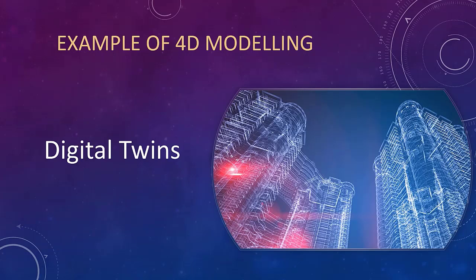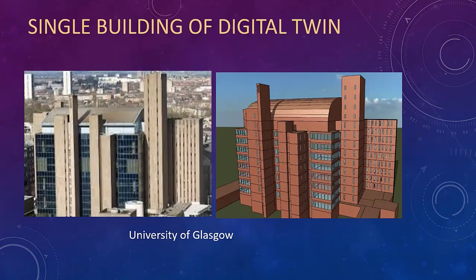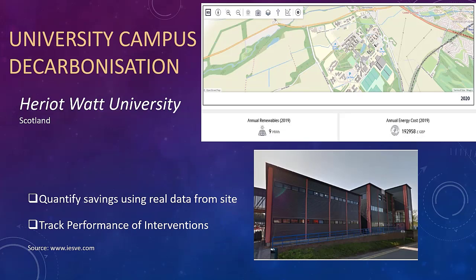Okay, it will be better to go through an example of 4D modeling. I will go into digital twins. I'll be showing some examples of digital twins. Following is a single building digital twin created using IESVE, taken from University of Glasgow. This is a digital twin developed based on Heriot-Watt University. This 4D modeling helps to quantify savings using real data from site and track performance of interventions.